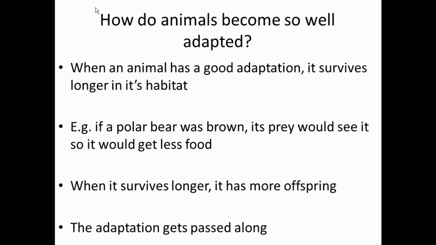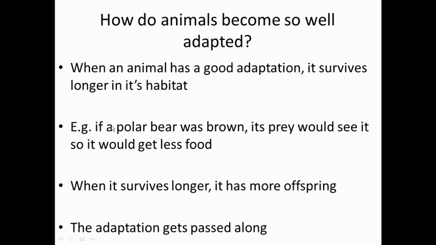So how do animals become so well adapted? So when an animal has a good adaptation, it survives longer, okay? So a polar bear that's really well camouflaged is going to maybe get more food than a polar bear that's not so well camouflaged, because its prey may see it, okay? So it's going to eat more food, it's going to survive longer.